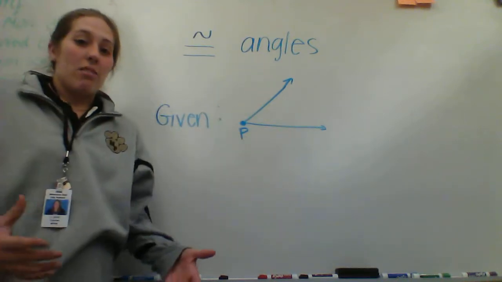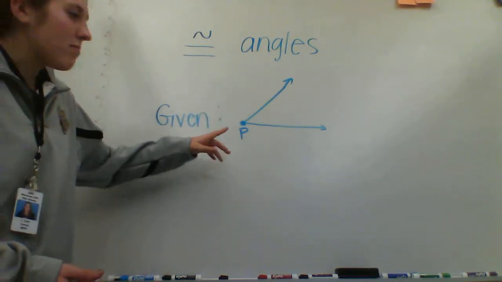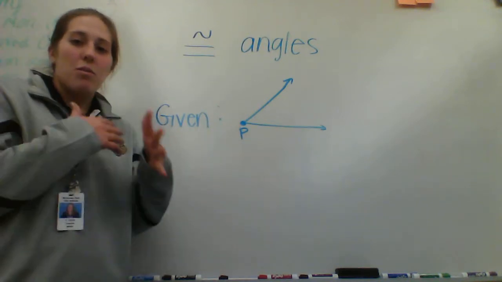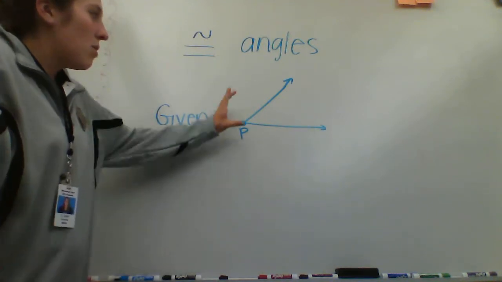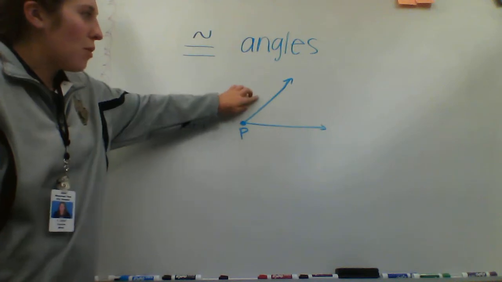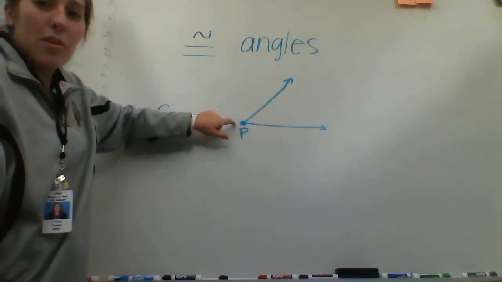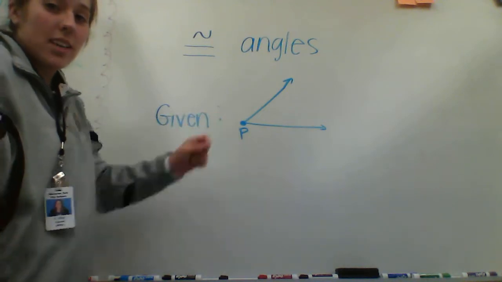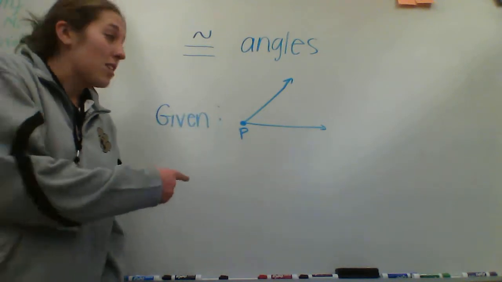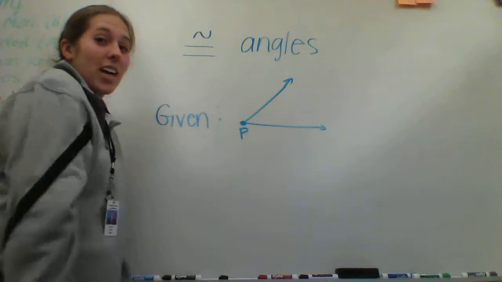We're always given an angle to start with. So here's my given angle. And an angle, to refresh, is two rays. A ray has an endpoint and then goes on forever. Two rays meet at a point, and that point is called the vertex. So P is your vertex. When I say the word vertex, I'm referring to the P, where the two rays intersect.